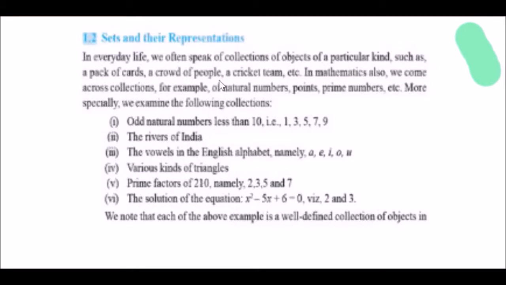If you want to define natural numbers, you'll have a set. Prime numbers, you'll have a set. So let us give some examples of sets. First is odd numbers less than 10: 1, 3, 5, 7, 9. Or the rivers of India, or the vowels, or the kinds of triangles like isosceles and equilateral. All these are in this triangle. So these are sets. Prime numbers, the factors of 210, and also the solution of a certain equation like x squared minus 5x plus 6. So the solution is 2 and 3.